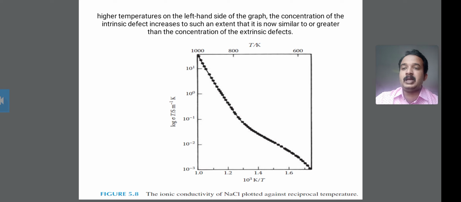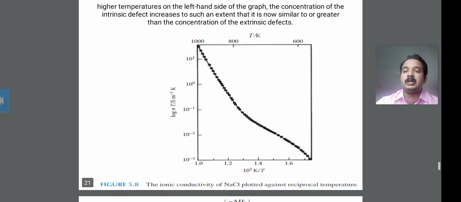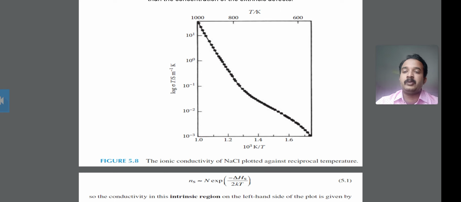This figure shows that temperature is high on the left hand side, so the concentration of intrinsic defects increases, to the extent that it becomes similar to or greater than the concentration of extrinsic defects. This is the diagram of the ionic conductivity of NaCl plotted against reciprocal temperature.